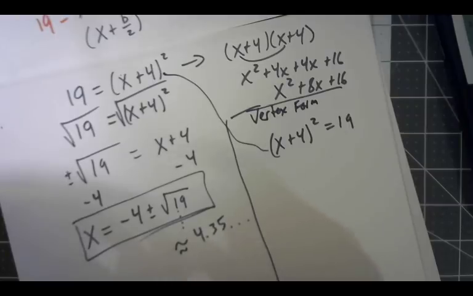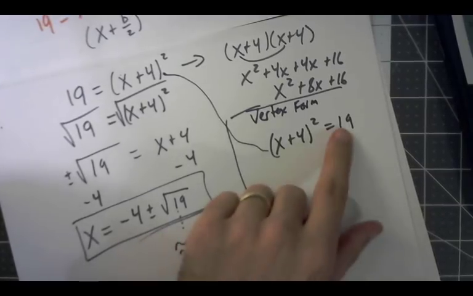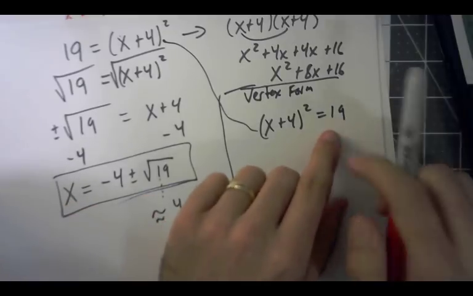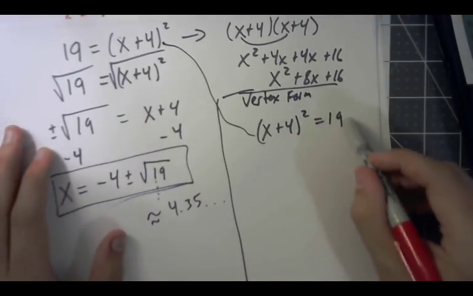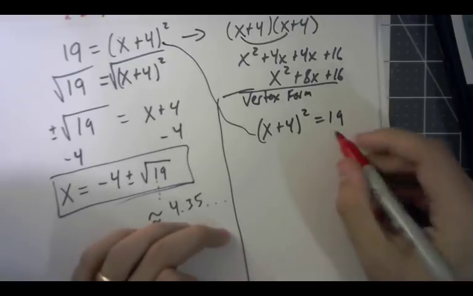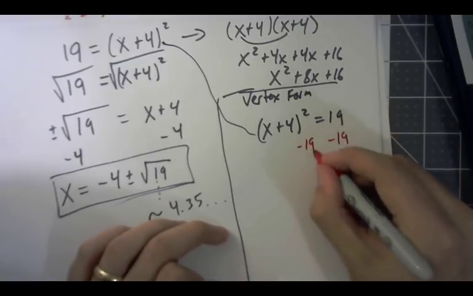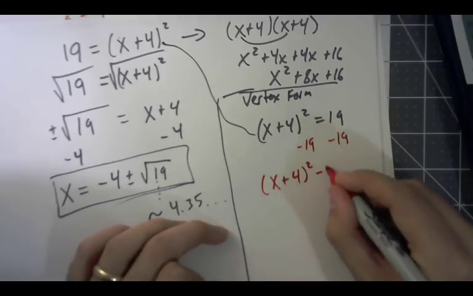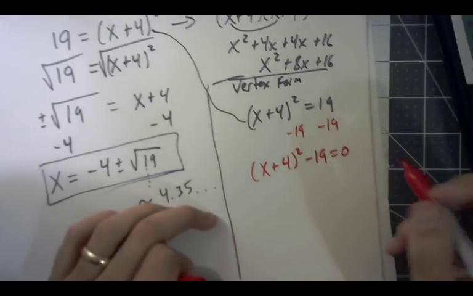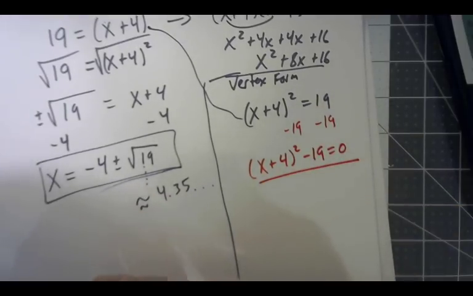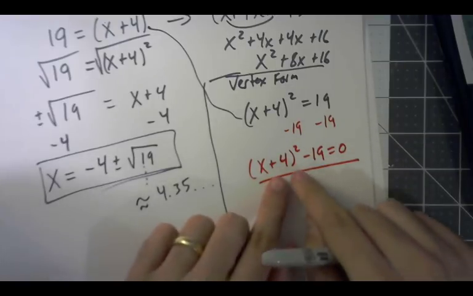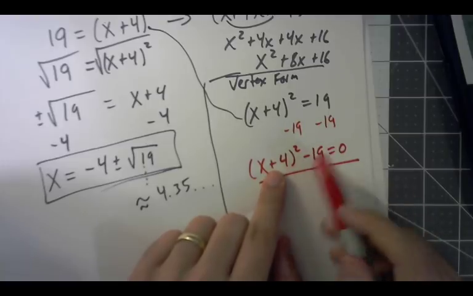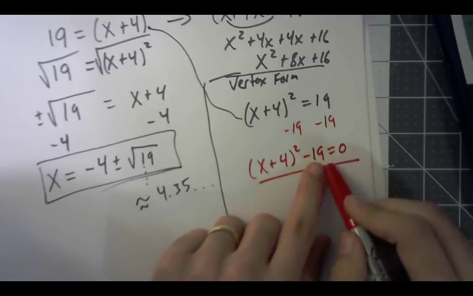And what we're going to do with vertex form is we don't like having this 19 over here. Quadratics are sort of at a resting place when this is going to be a 0. So we need to move that 19 back over. And we get x plus 4 squared minus 19 equals 0. This is now in vertex form. And what we see here is that when we graph this, we move it left 4. Remember, this is going to give us our opposite direction. And we're going to go down 19.